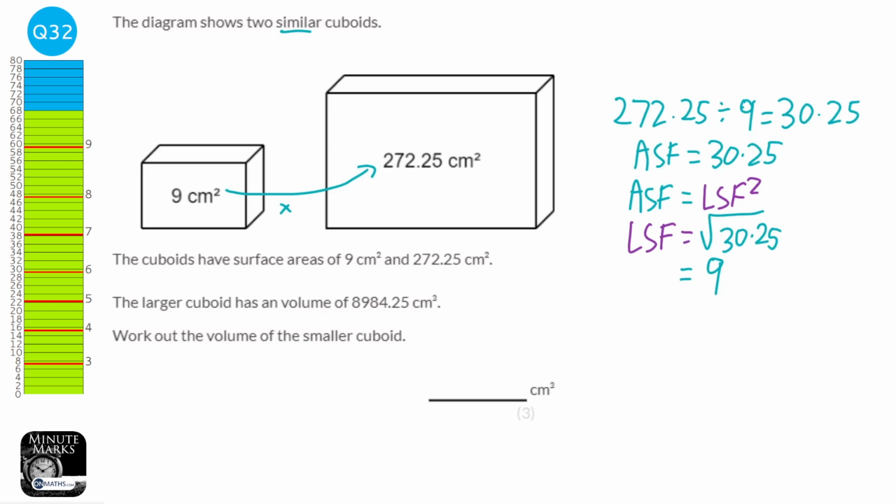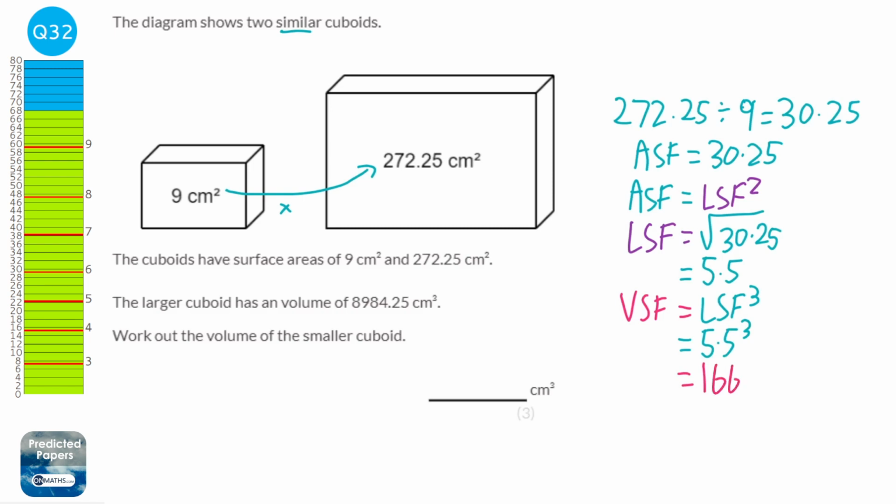So square root, 5.5 even. Okay, so when we square root that, we get 5.5. Now, we know that the volume scale factor is equal to the linear scale factor cubed, because there's 3 dimensions. So we know it's going to equal 5.5 cubed. And so the volume scale factor is going to be 166.375. Okay, so that's the volume scale factor.